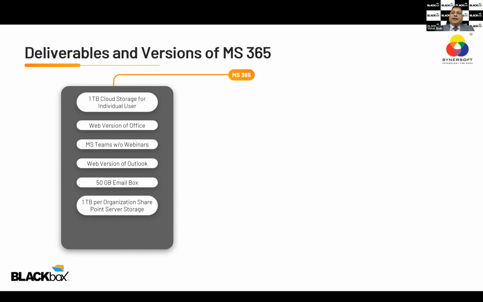And this particular package gives 1 terabyte of storage space on the cloud, which can be used as a file server. It cannot be expanded. So 1 terabyte per user people get, and 1 terabyte for the collaborative work. And that costs approximately 125 Indian rupees per month per user. So when we pay around 1600 to 1800 rupees, we are getting 1 terabyte of cloud storage and web version of Office, Outlook, 50 GB of mailbox, and 1 terabyte of the collaborative space.